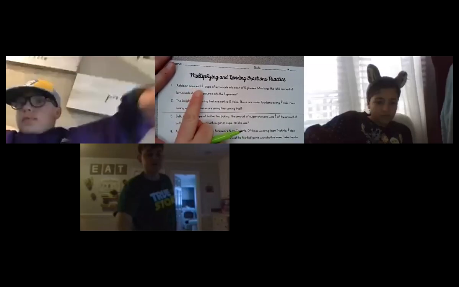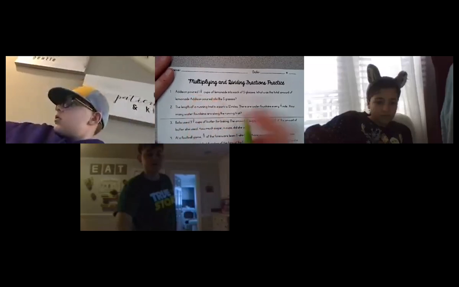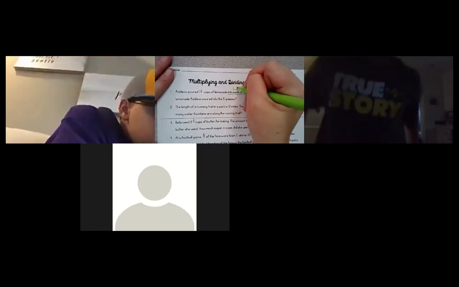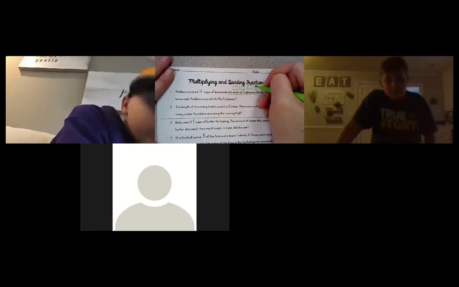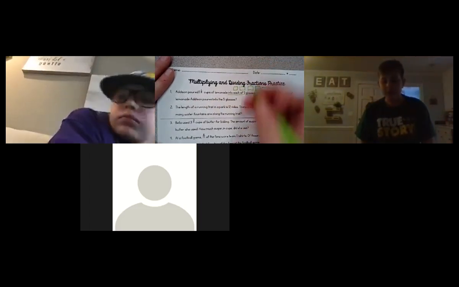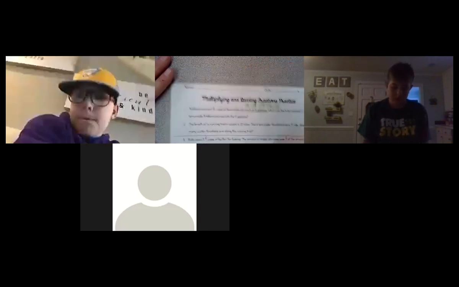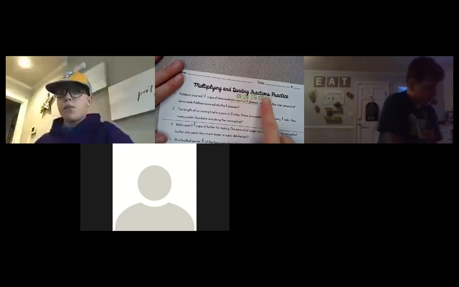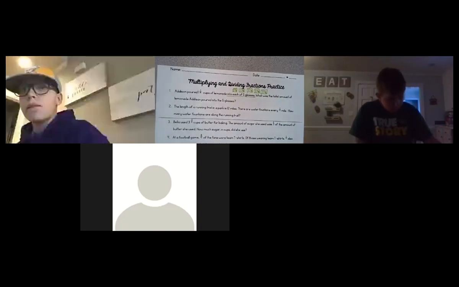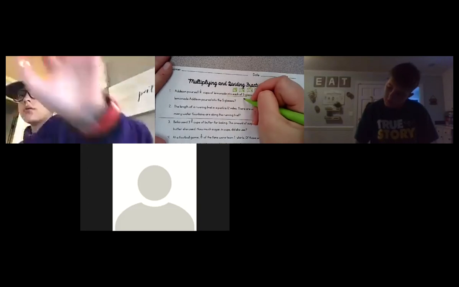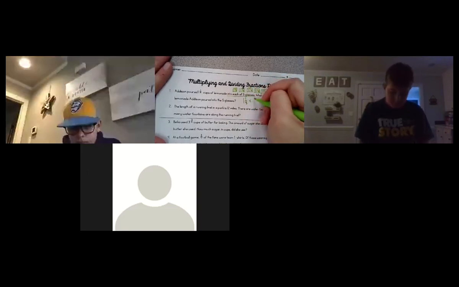Number 1, Madison poured 1 1/8 cups of lemonade into each of 5 glasses. So you've got this glass, you've got this glass, you got this one, and this one. 5 glasses, and she put 1 1/8 into this one, 1 1/8 into this one, 1 1/8 into this one, 1 1/8 into that one, 1 1/8 into this one. BKB, if you have repeated addition, what is that known as? Multiplying. Very good. Repeated addition is just multiplication, okay? So you're going to take 1 1/8 and you're going to multiply it by 5.